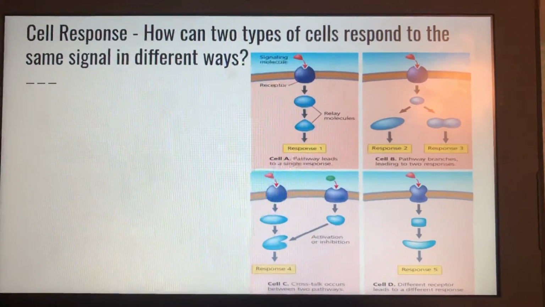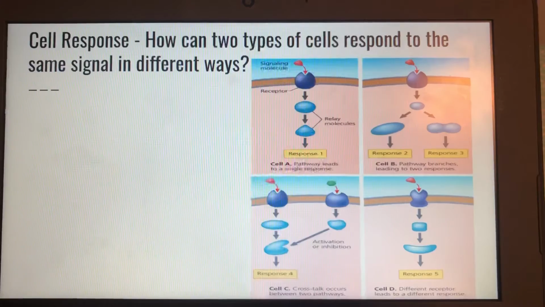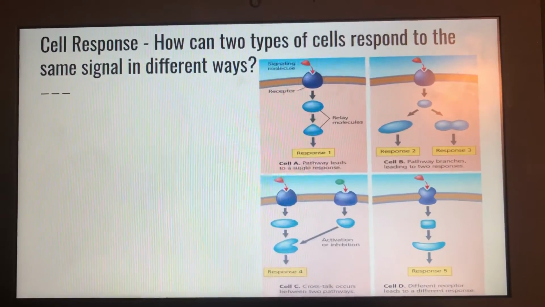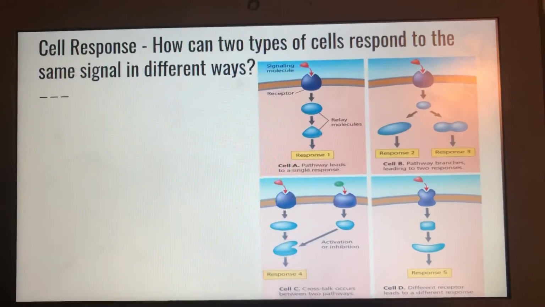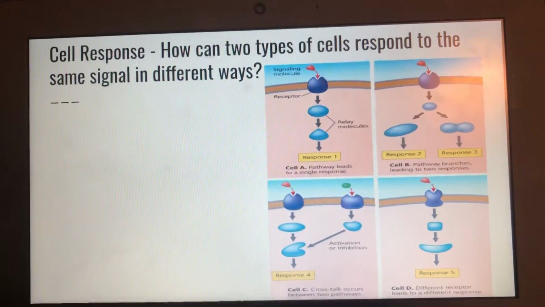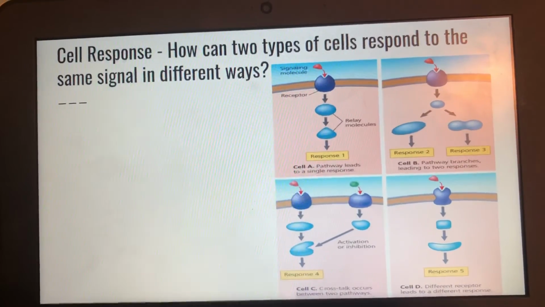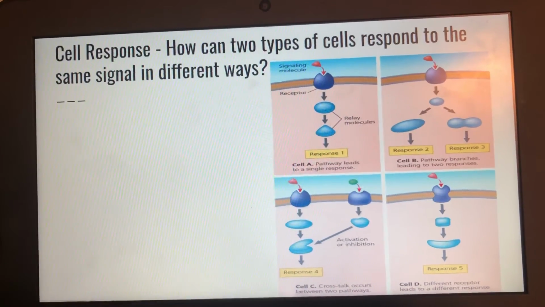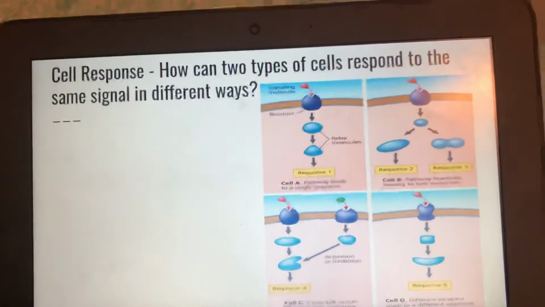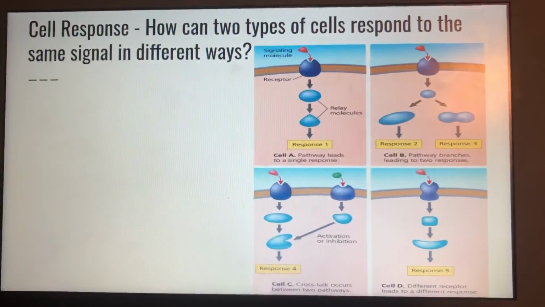The response of a cell to a signal depends on its particular collection of signal receptor proteins, relay proteins, and proteins needed to carry out the response. Thus, two cells that respond differently to the same signal differ in one or more proteins that respond to the signal. And this is an example of the different ways that a cell can respond to the same signal.